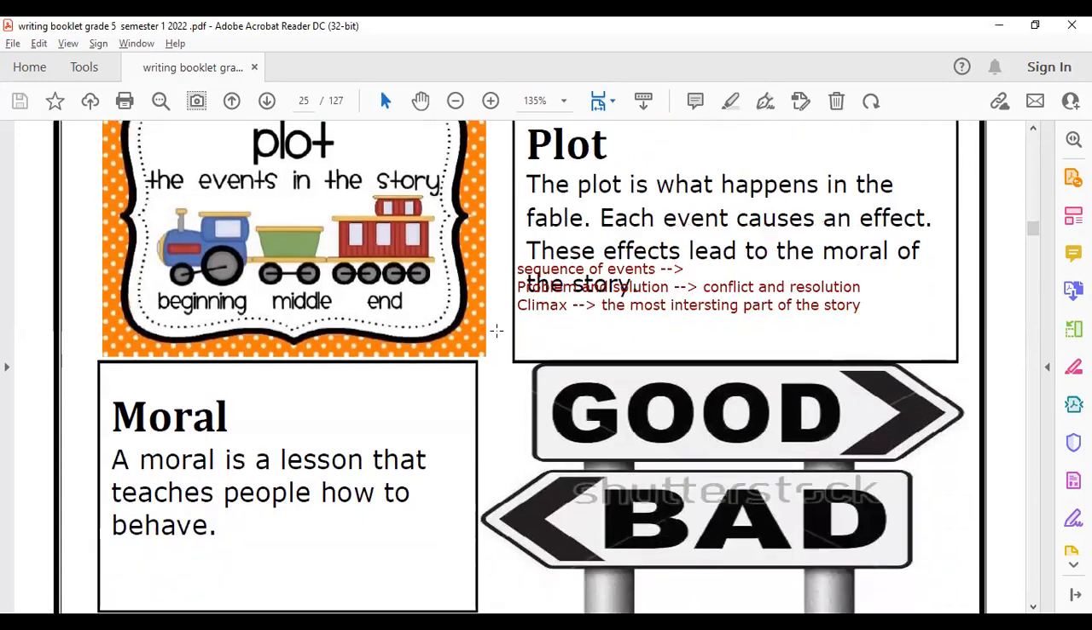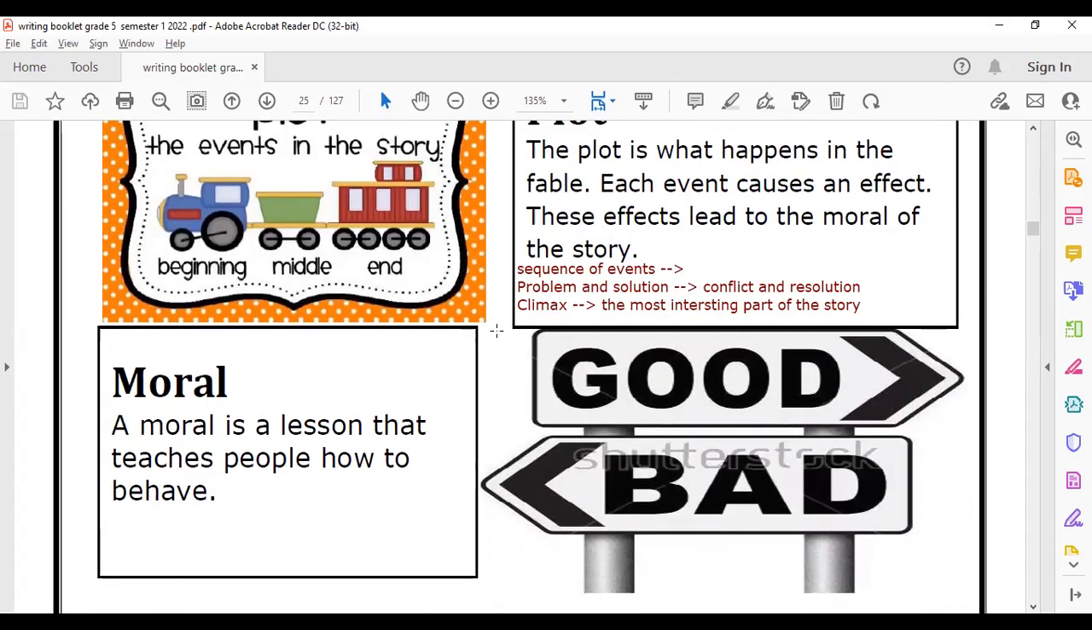The climax is the most interesting part of the story. And the moral is the lesson that teaches people how to behave or how to act or how to do anything right in life. It must be good. The moral is something good, either to do something good or not to do something bad. Get it?